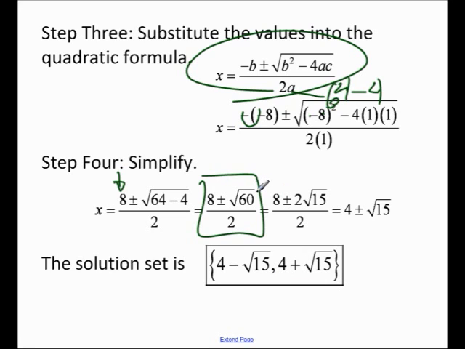How do I break down my 60? Well, that's 15 times 4, which is 2 times 2. So that 2 comes out here, 15 staying in. Now I take a look at cutting all these in half because 8, 2, and 2 have a 2 in common.